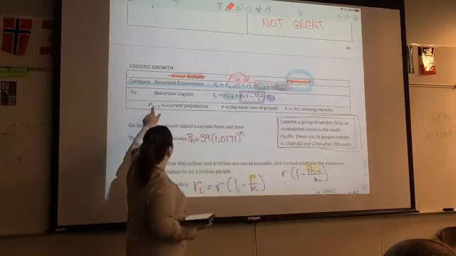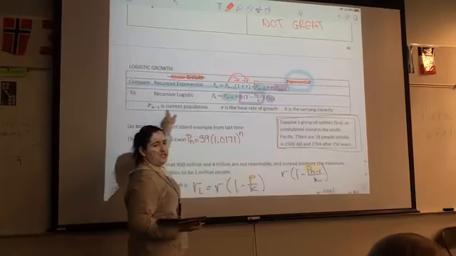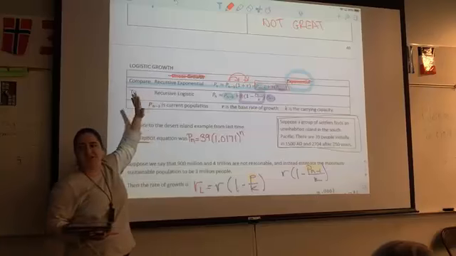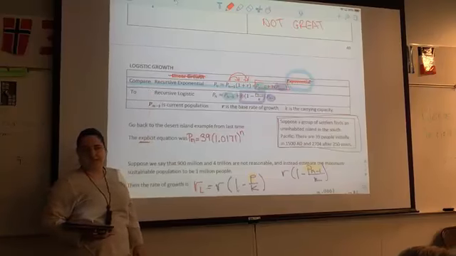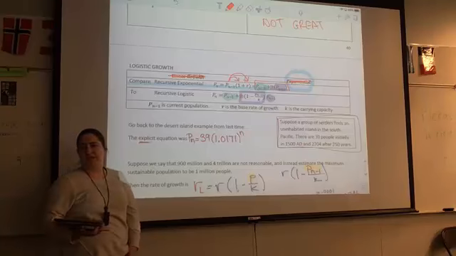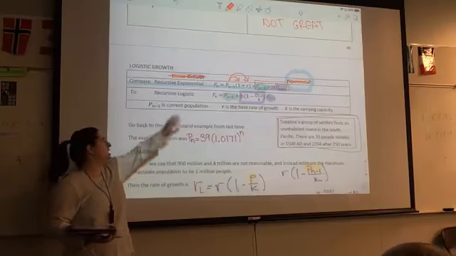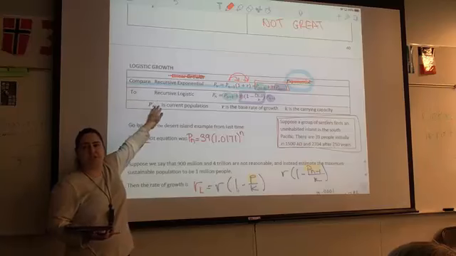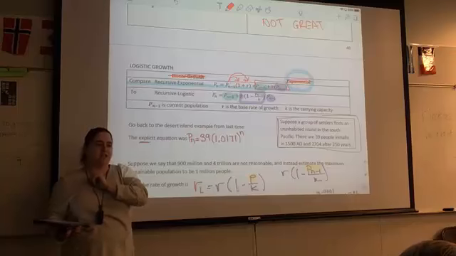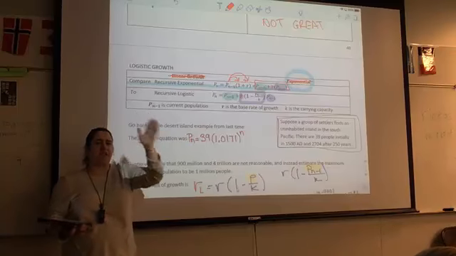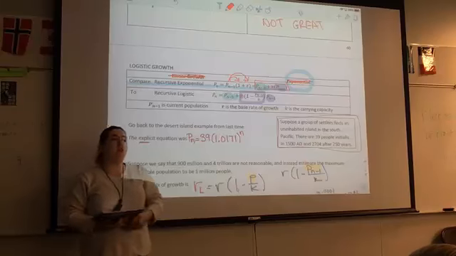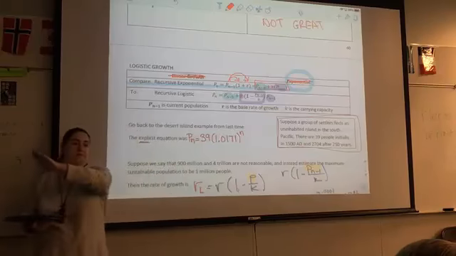P to the n minus 1 is the current population. It's the previous value, but I'm not going to give you an explicit formula for this. It's just too confusing. For as far as you're concerned, there is no explicit formula for logistic growth. We can only look back at the previous value and find the next year. I can't say it starts here and 20 years down the line I know it's going to be this without actually looking at every single one.